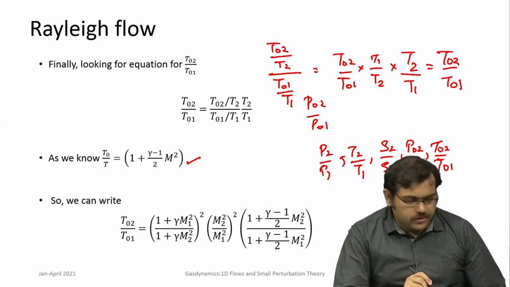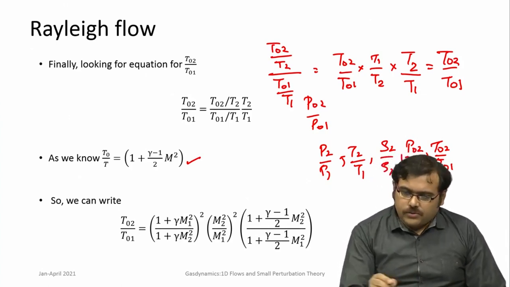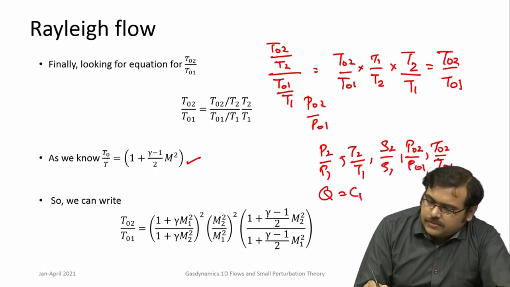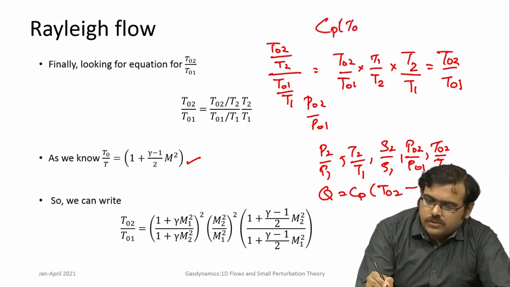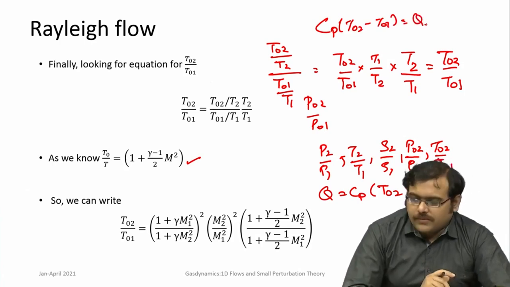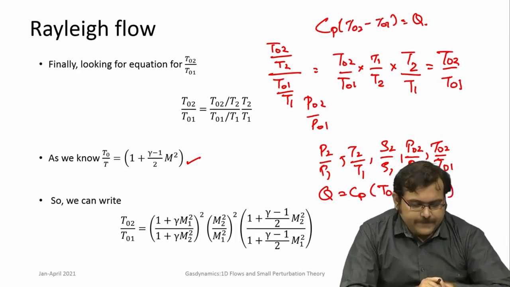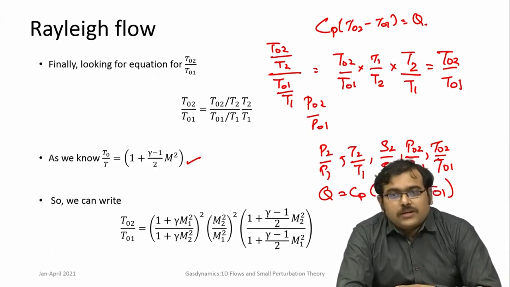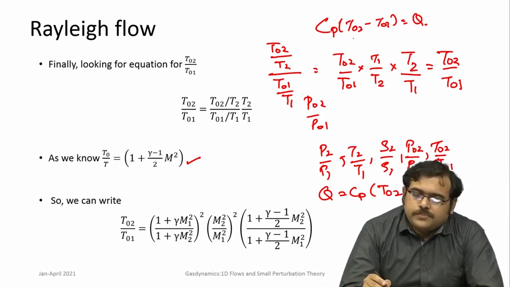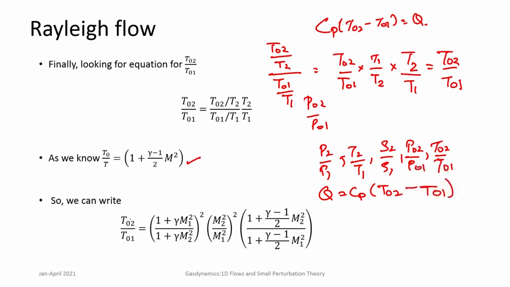But the main principle here when we look at Rayleigh flows is that the heat added Q is Cp multiplied by (T02 minus T01). So, Cp (T02 minus T01) is equal to Q. When we solve some problems, this connection will become clear. But now, if you look at these equations, it must be clear. Suppose all the initial values are given, you know M1, P1, T1, and you know the amount of heat added Q, then T02 can be found out. Then T02 by T01 can be evaluated. M1 is known, so we need to find M2, but we get an equation which is analytically difficult to solve directly.